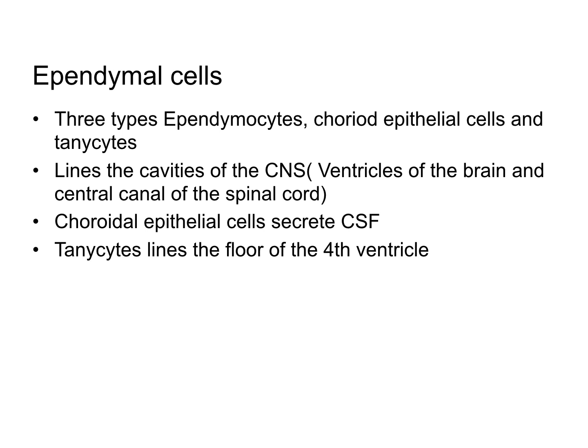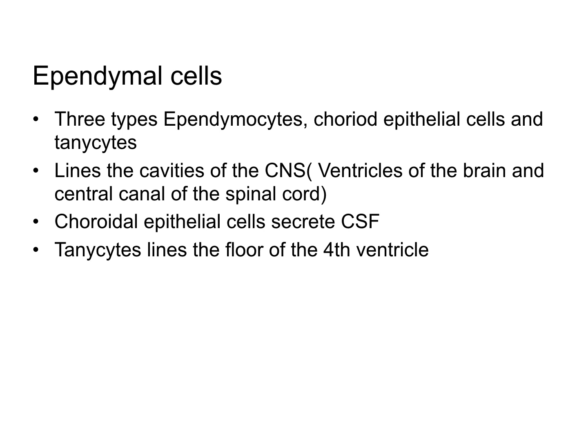The next cell is the choroidal epithelial cell, another type of ependymal cell. These types of cells are present in the choroid plexus. So within the ventricles there is a structure called the choroid plexus. Within the choroid plexus you have choroidal epithelial cells. These choroidal epithelial cells secrete cerebrospinal fluid.